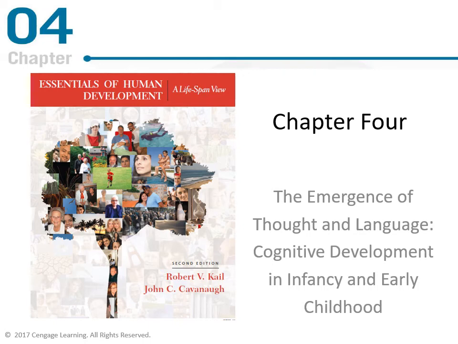So welcome back, everybody. We're going to now be going to chapter 4, which is the emergence of thought and language, cognitive development in infancy and early childhood. So in chapter 3, we went over motor development, we went over the brain, the theory of mind, perception, senses. So now we're going to go over how do we learn language and how does thought and language and cognitive development begin. So that's what chapter 4 is about, and let's just dive in.